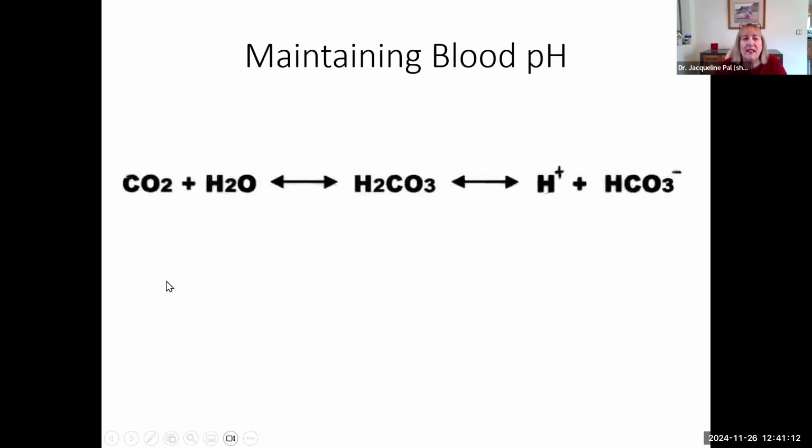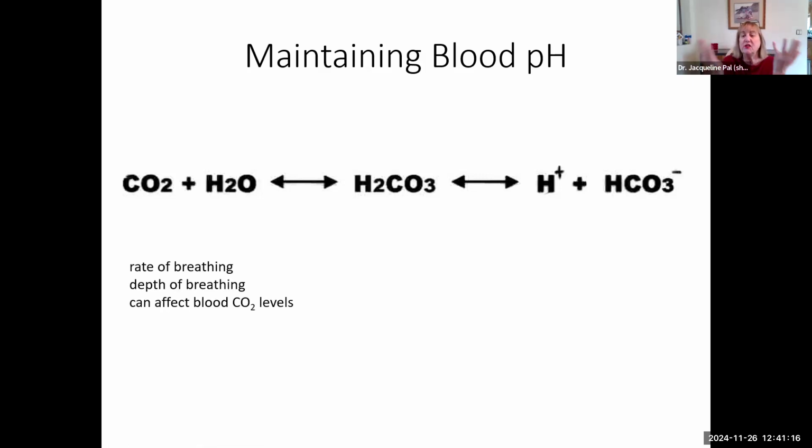So let's look at the left side of the equation first, carbon dioxide. Well, we can change how much carbon dioxide we have by changing two things. We can change how fast or how slow we are breathing, so the rate of our breathing. And we also can change our depth of breathing. We can take deep breaths, or we can take very shallow ones. And those two things will affect our blood carbon dioxide levels.